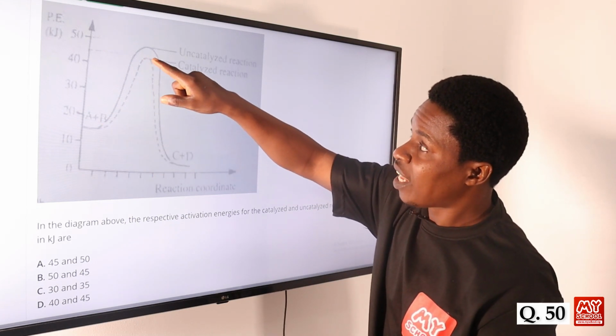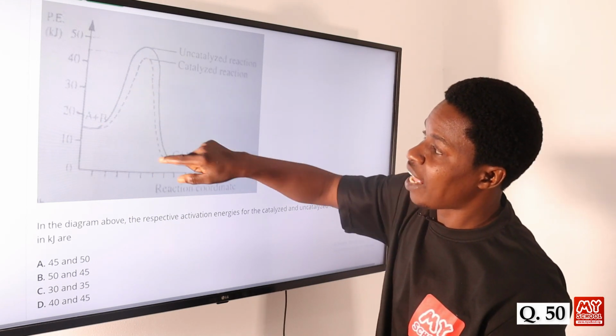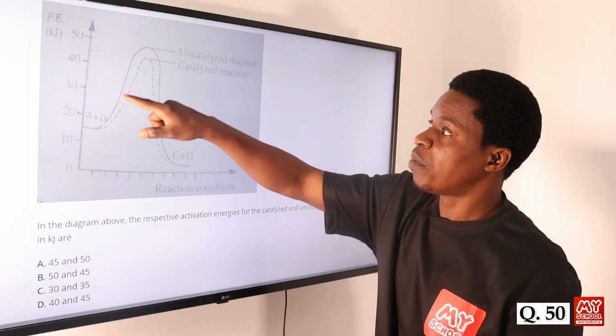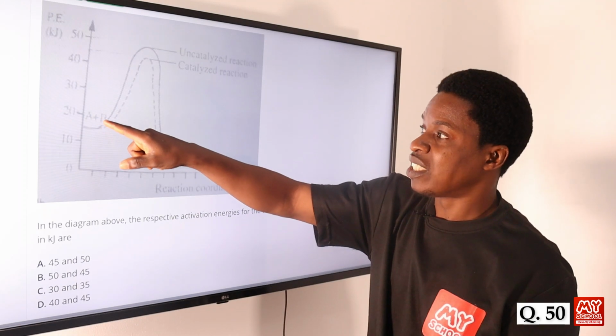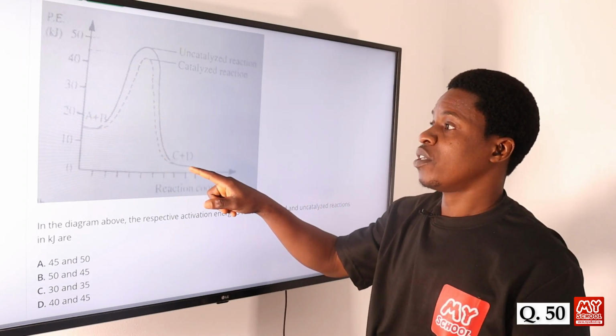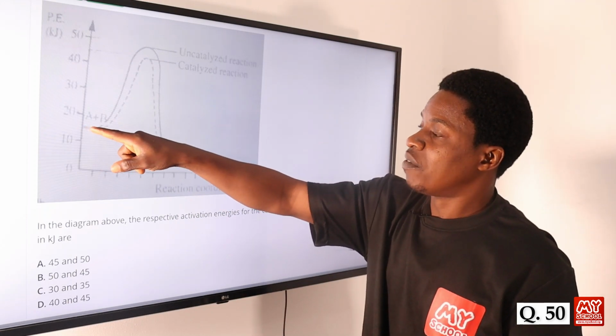There is one that has broken lines, like dotted lines. That is usually the one that is represented with the catalyzed. That means this reaction took place. This reacted with this in the presence of a catalyst. So it's a catalyzed reaction. Okay, and then we have it at this point.